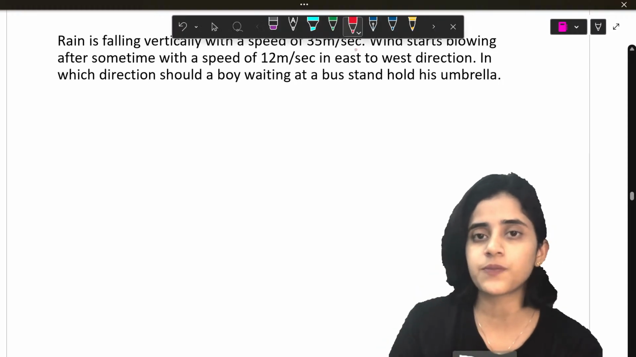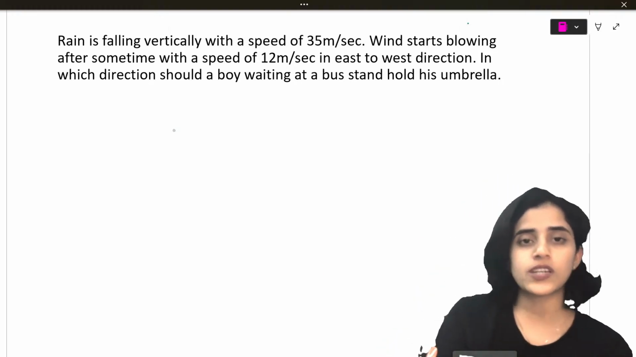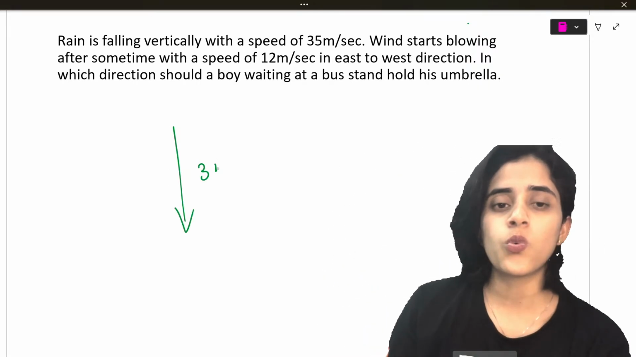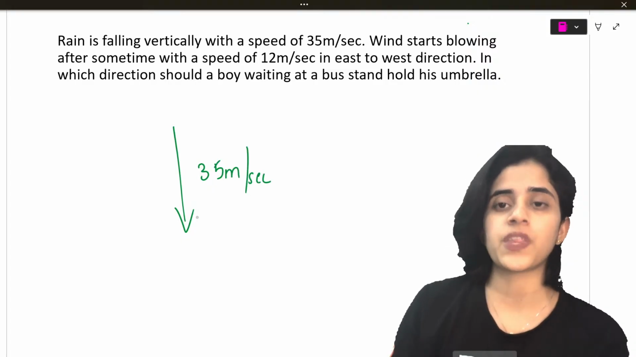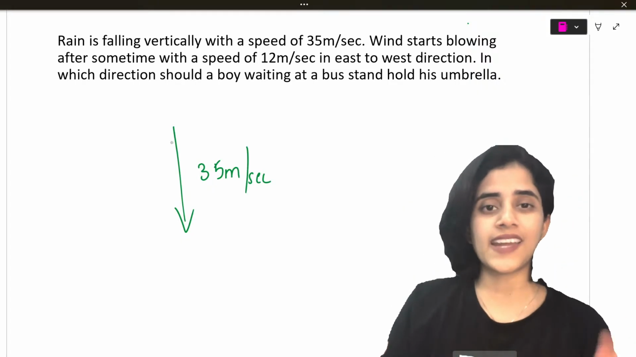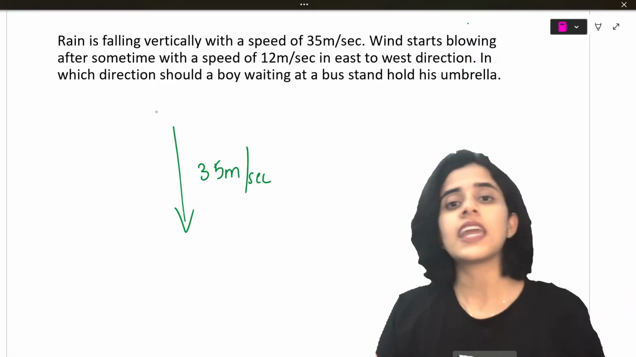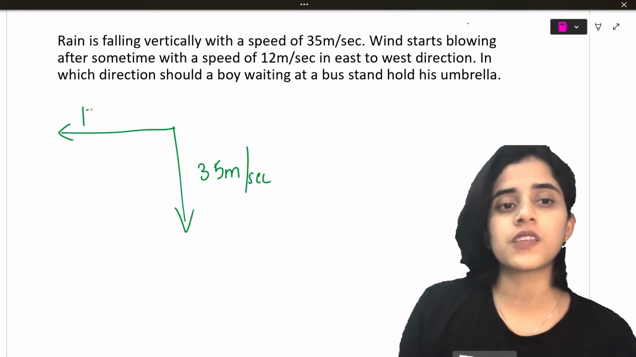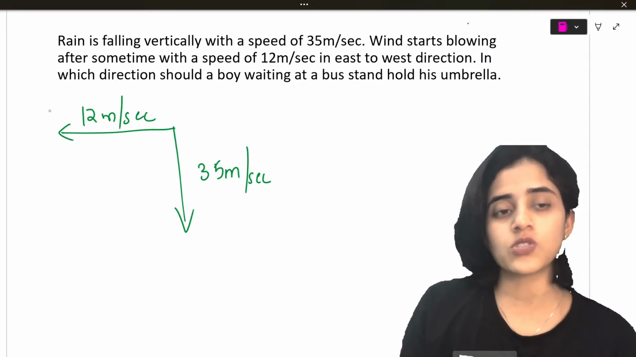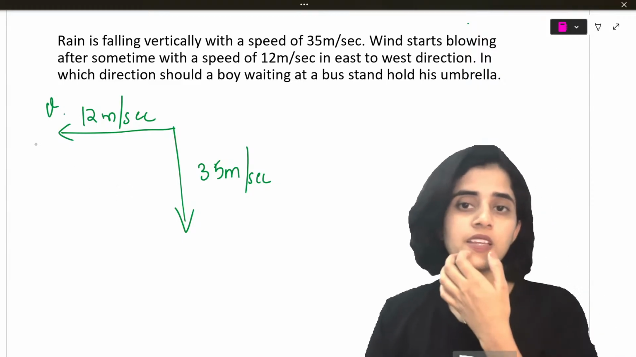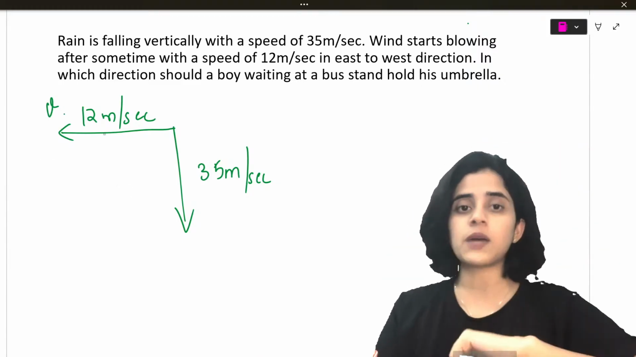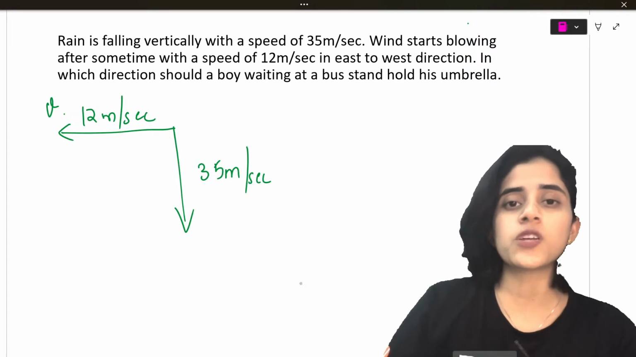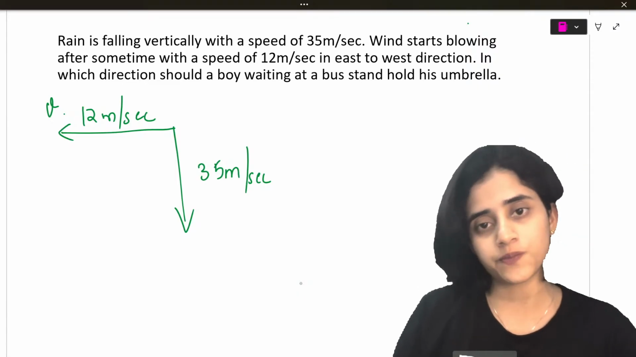Now this is also a question from your NCERT textbook. The question says, rain is falling vertically with a speed of 35 meters per second. Wind starts blowing after some time with a speed of 12 meters per second from east to west. So this is east, this is west, and this is the speed at which the wind is blowing. In which direction should a boy waiting at a bus stand hold his umbrella?